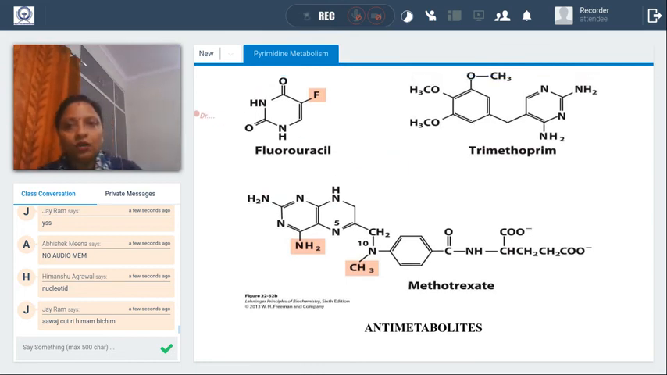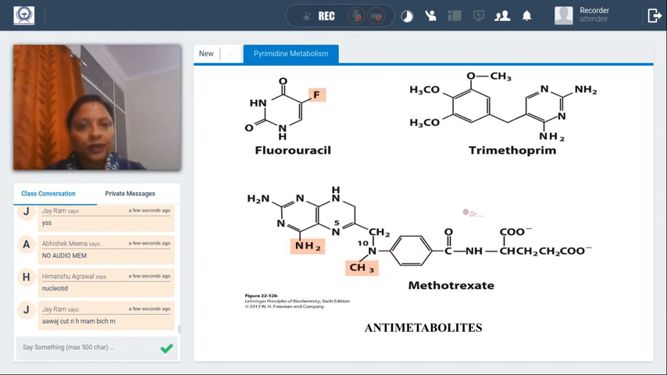Now I will summarize the whole topic. Pyrimidine metabolism includes both anabolism and catabolism. Anabolism includes the de novo pathway and the salvage pathway, by which we get all the pyrimidines. Pyrimidines are cytosine, thymine, and uracil. Uracil is only present in RNA, and thymine is present in DNA. The difference between the two is only a methyl group. And next is catabolism: by catabolism of pyrimidine, finally we get urea.